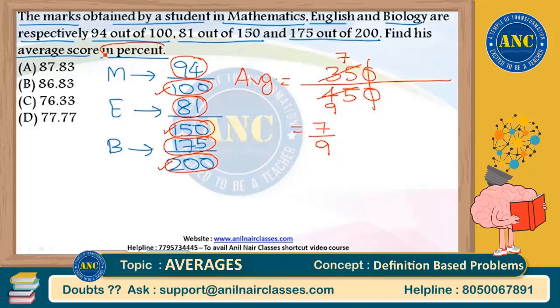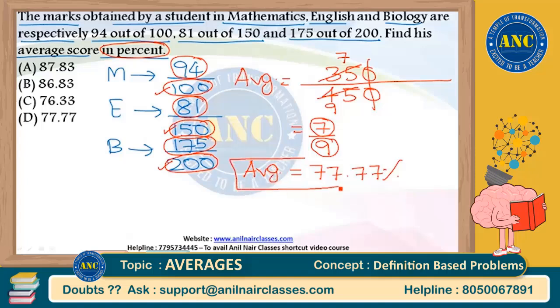Express in terms of percentage. I taught you in my percentages and DI class. If the denominator is 9, answer should be a multiple of 11. 11 into numerator. 11 into 7 is 77. Write down twice. Please do not forget any concept whatever I have taught in my previous classes. All the shortcut techniques whatever I have taught might be helpful in some or the other cases.